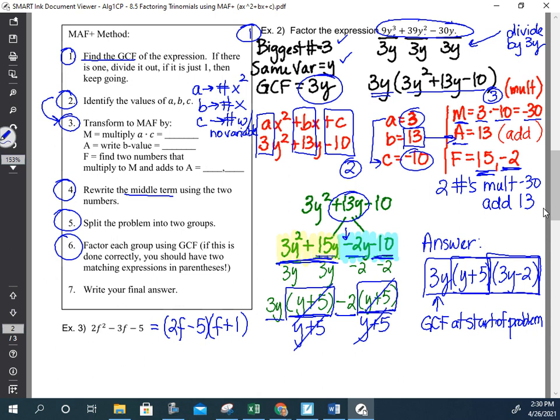So again, it's not a hard problem, but it is a problem that's going to force you to pay attention to what you're doing. Step one, you have to know how to do GCF. There's no way around that. You either know how to do it or you don't. Identify the values. That's easy if you know where things are located. Step three is where you do MAF. You spend a week doing MAF. Step four is taking your two numbers and splitting the problem up. Step five, you put it into two groups. Step six, you use grouping. And then step seven, you write your answer.